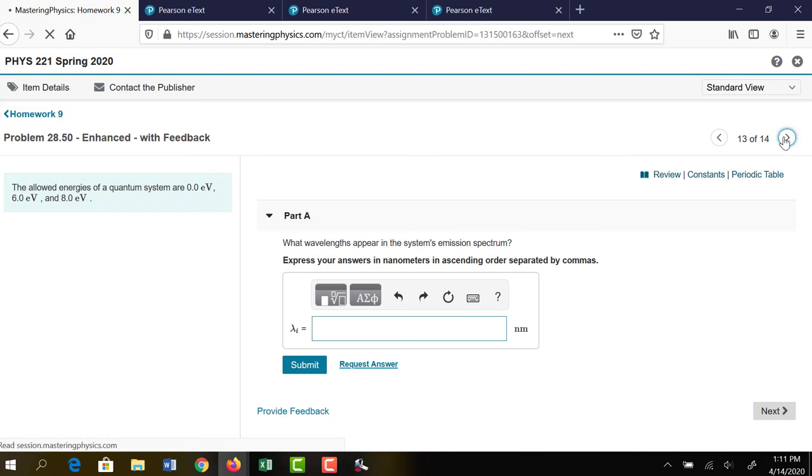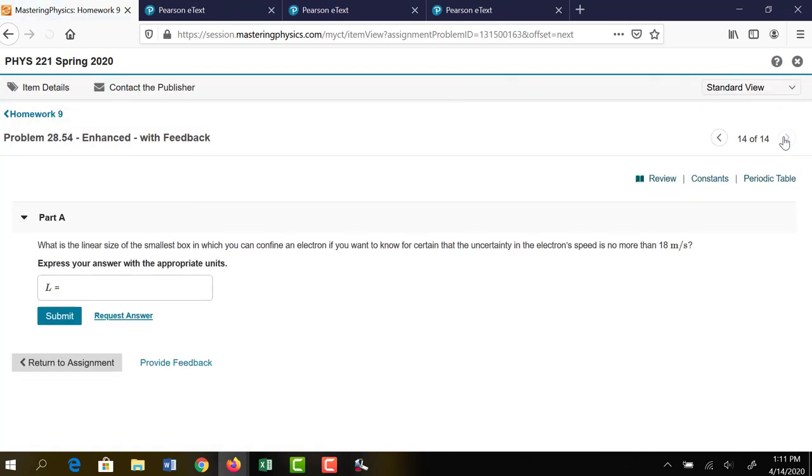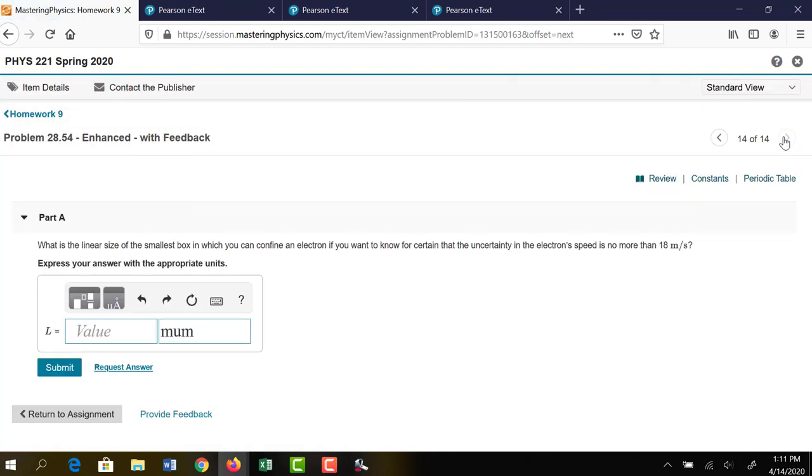And the final one. What is the linear size of the smallest box in which you can confine an electron if you want to know the uncertainty in the speed to no more than 18 meters per second? So this is something called the Heisenberg uncertainty principle. Now, in our world, we could pretty much narrow down where something is, where it's confined to, and how fast it's going. Strange things happen when you get to the quantum mechanical level.